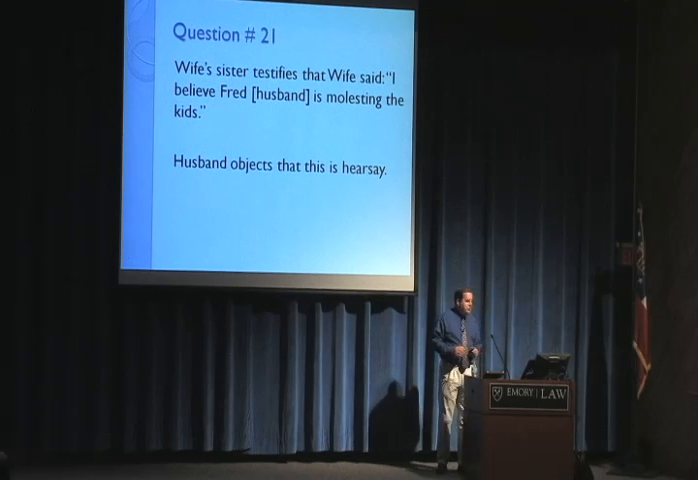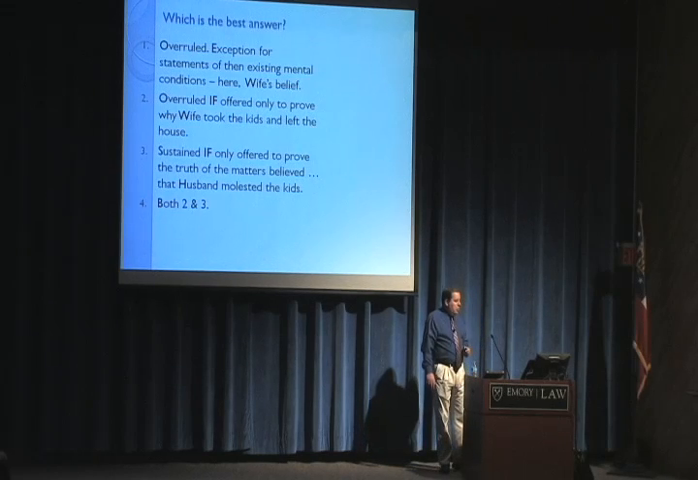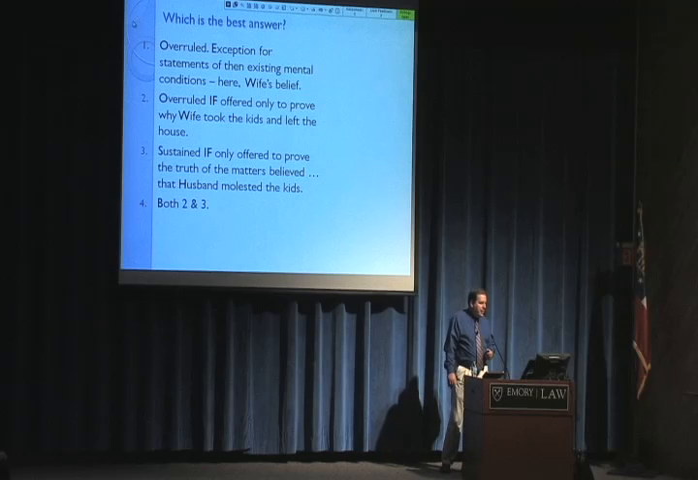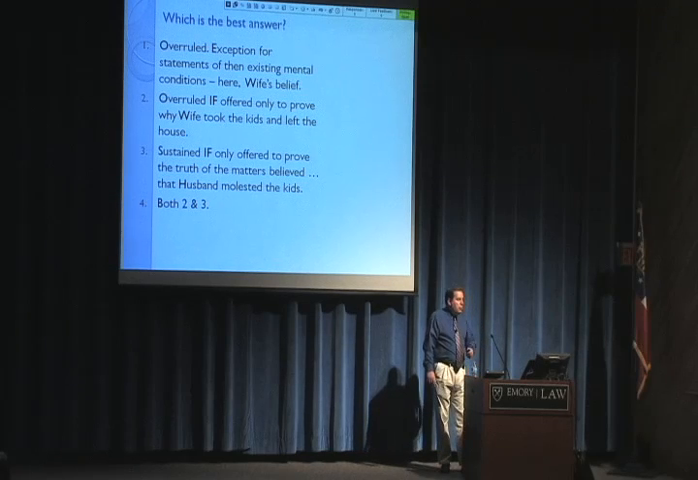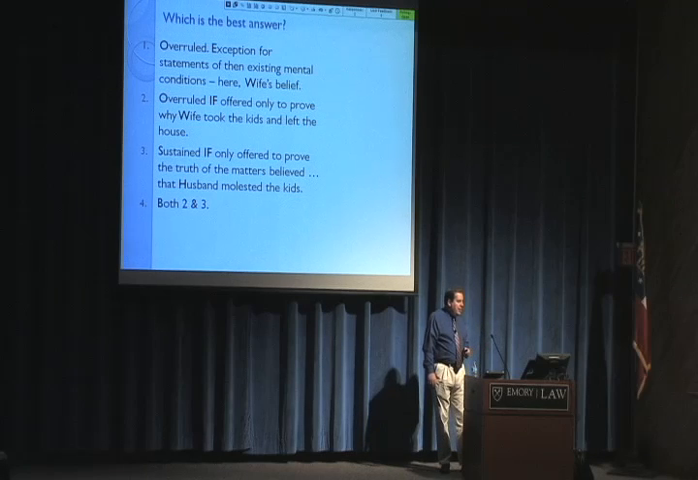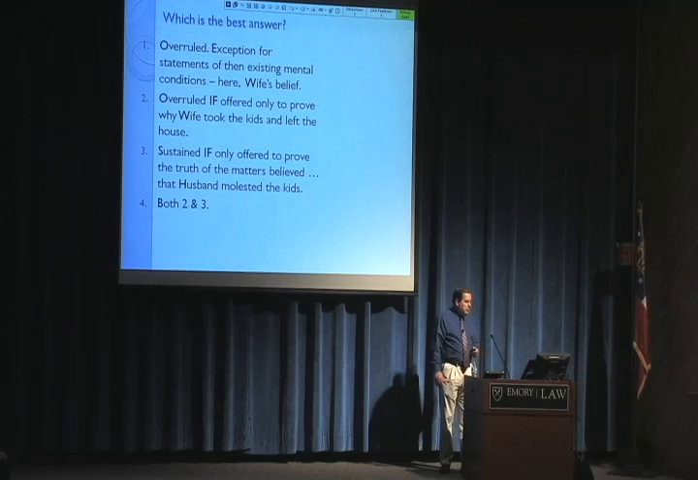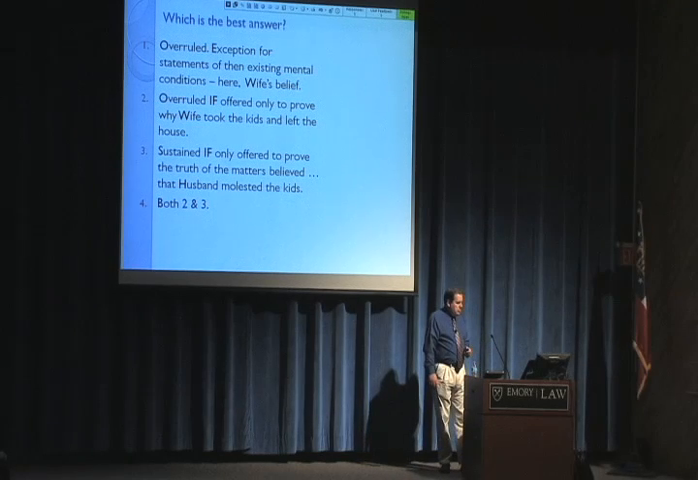Wife's sister testifies that wife said, I believe Fred, husband, is molesting the kids. Husband objects that this is hearsay. Number one, overruled, exception for statement of her then existing mental condition, here the wife's belief. Two, overruled if offered only to prove why wife took the kids and left the house. Three, sustained if only offered to prove the truth of the matter believed, that husband molested the kids. Or four, both 2 and 3.